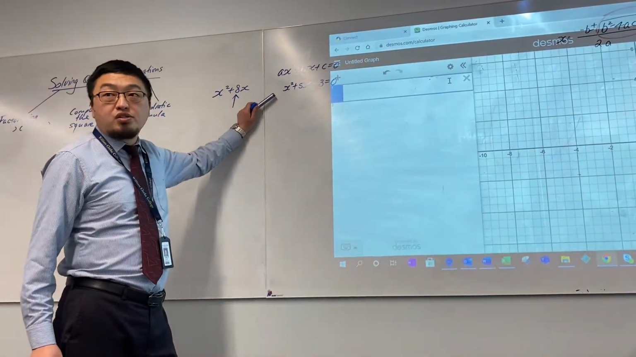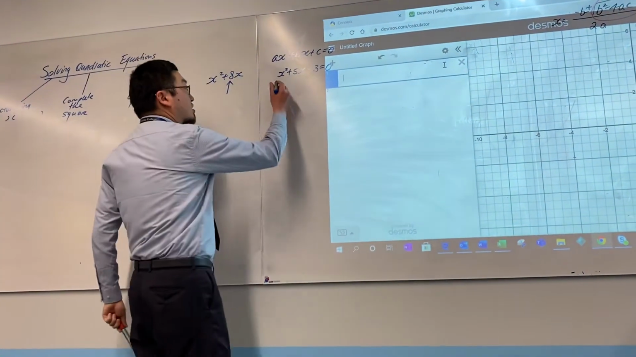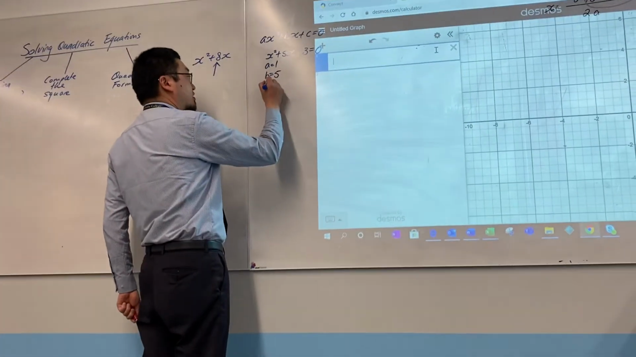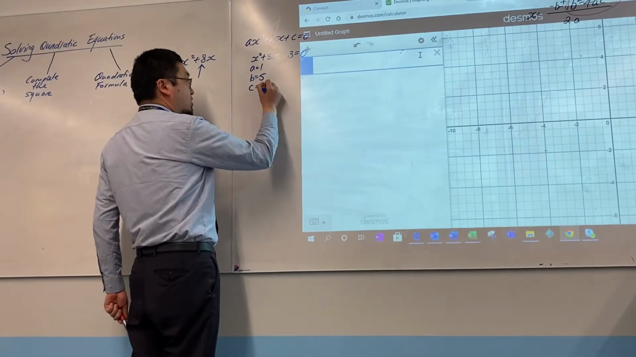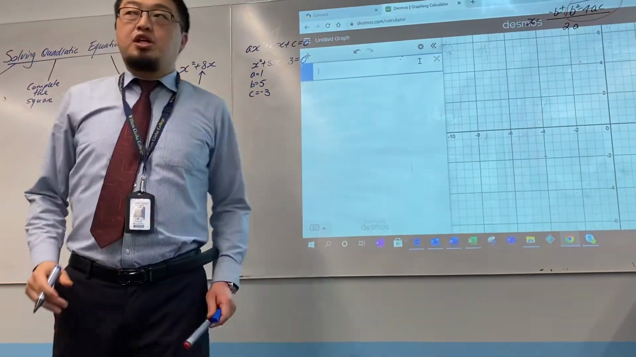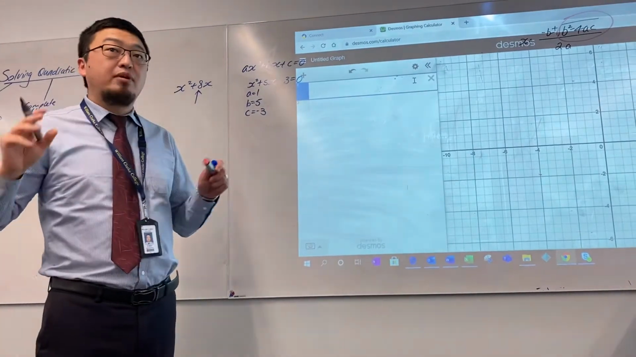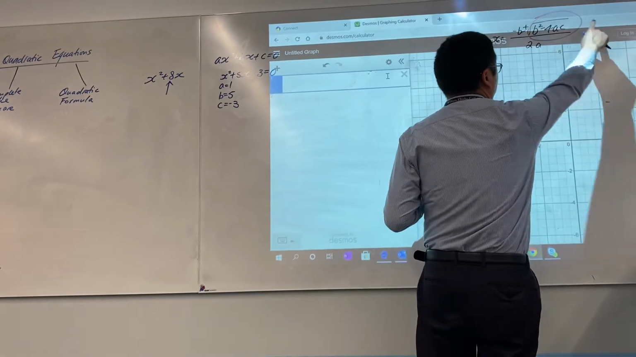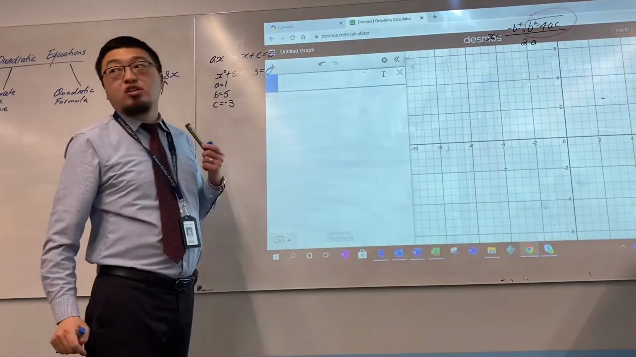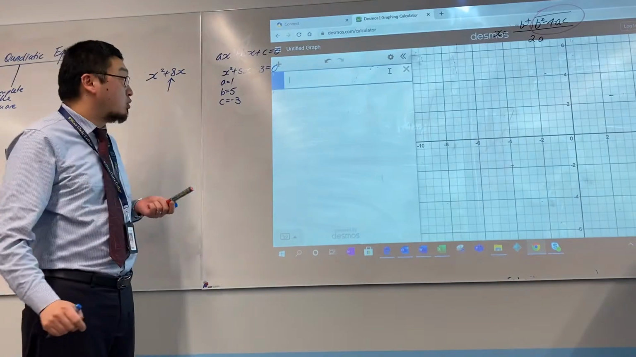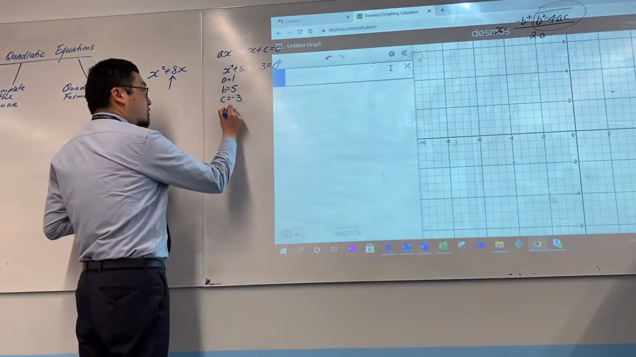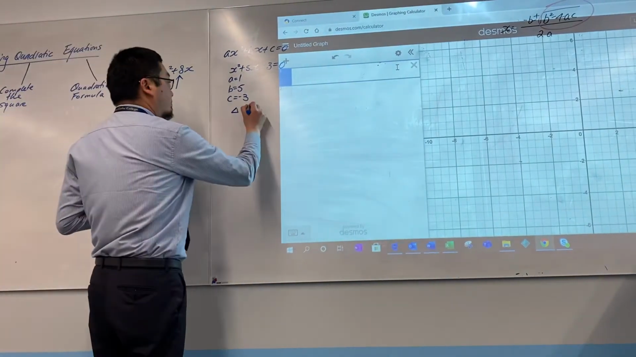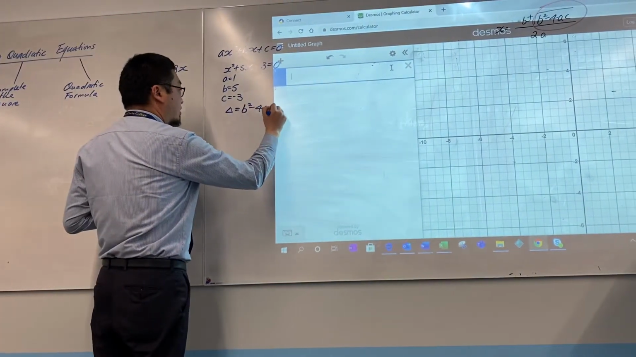What is a in this case? 1. Excellent. So a is 1, b is 5. Very good. C is minus 3. Very good. So in order to find how many answers or how many solutions it has, all I'm interested in is this part, b squared minus 4ac. And there's a Greek letter for it, we call that delta. The symbol is delta, just like a little triangle. Delta is b squared minus 4ac.